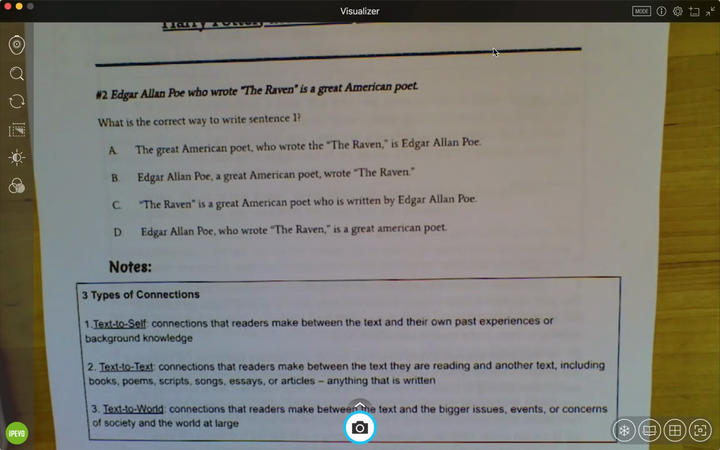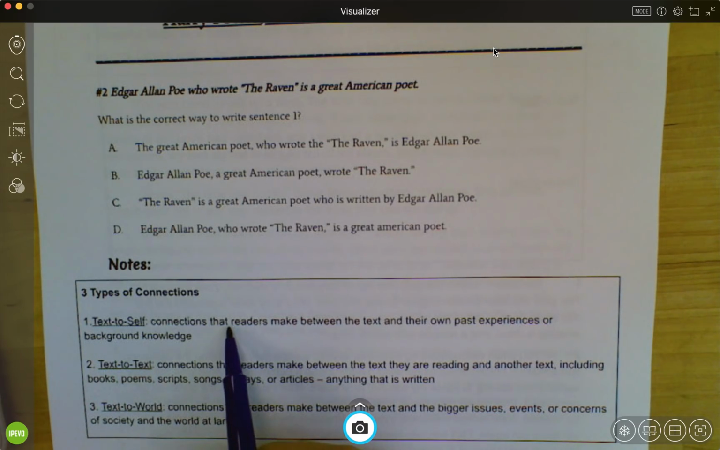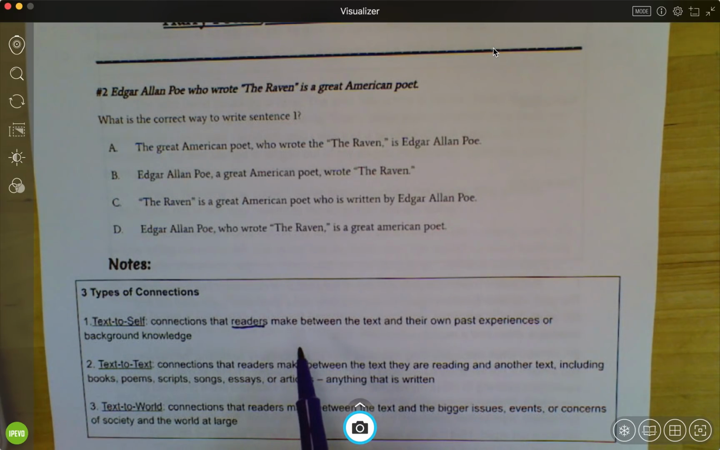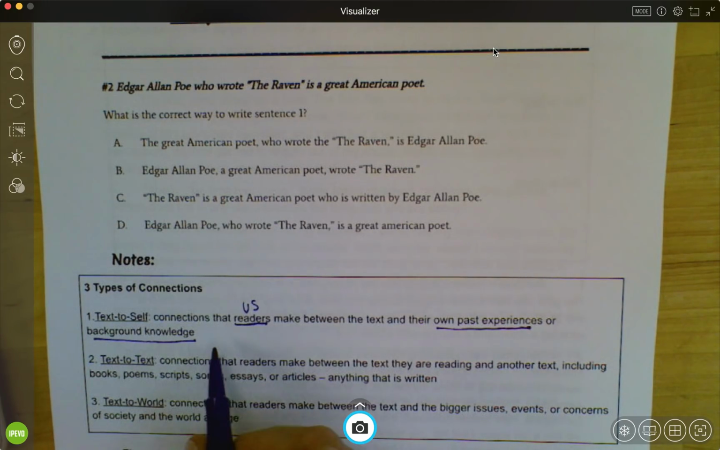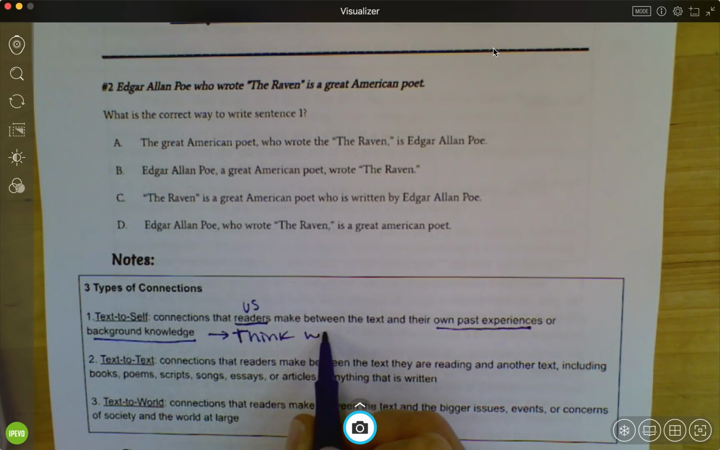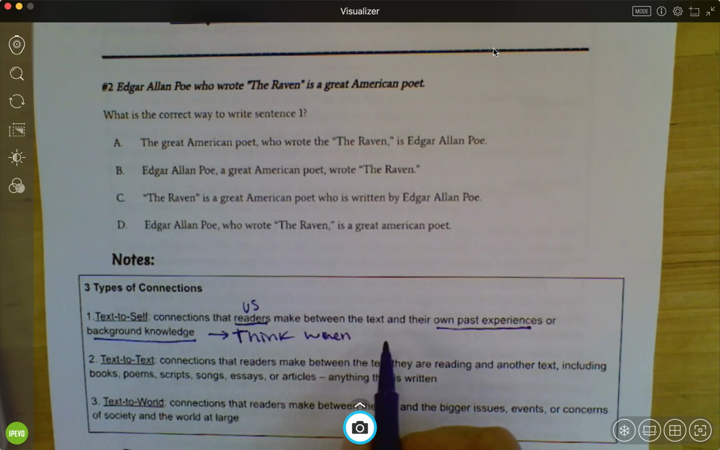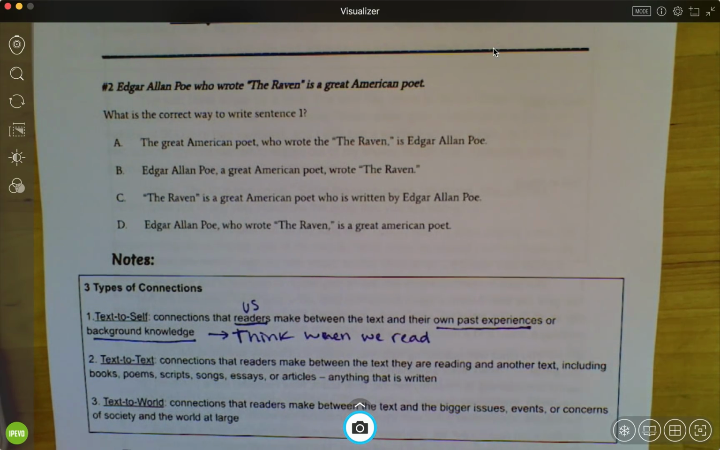all right? So when we're going through the text today, when we're making a text-to-self connection, we're looking at what the readers, so that's us, and our own past experiences and background knowledge think about when we read the story. So what we think when we read based off of our own personal experiences, all right?